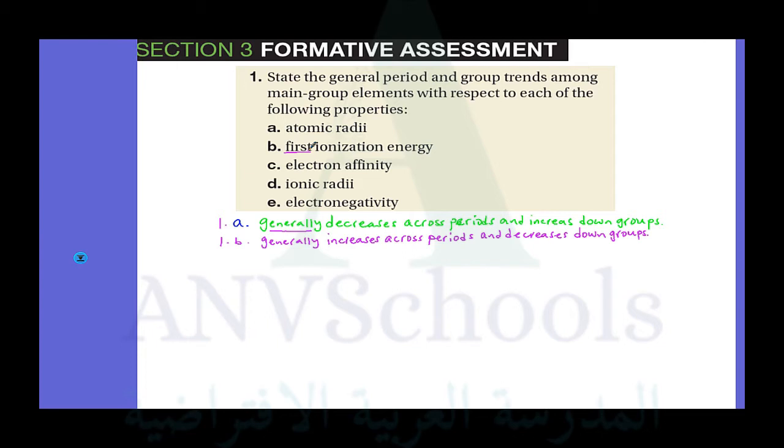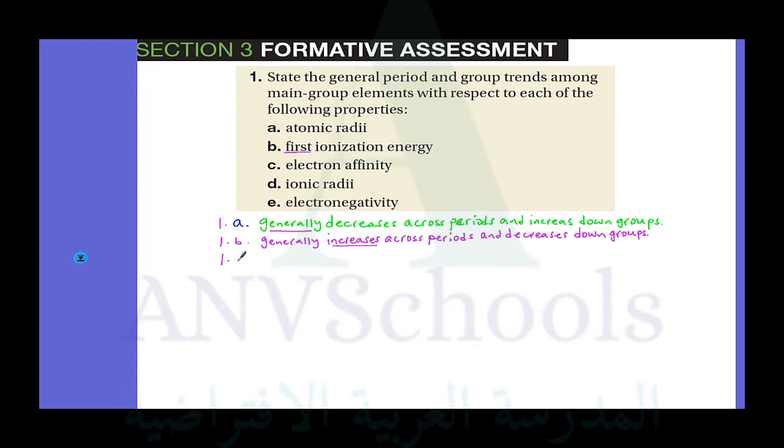So first ionization energy generally increases across a period and decreases down a group. Why does it decrease down a group? As you go down the periodic table, new shells are coming, so the size of an atom increases, and we can easily remove the electron from the atom. So the first ionization energy follows this general pattern.